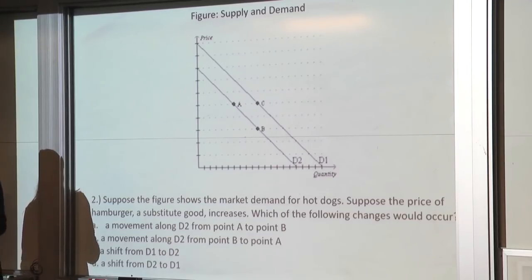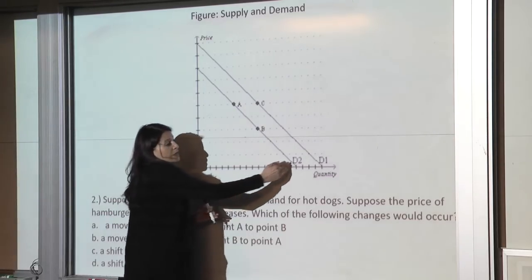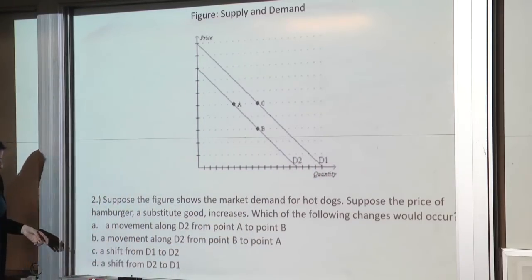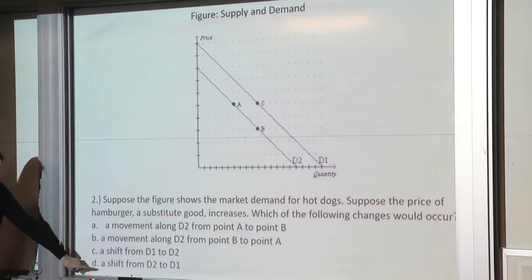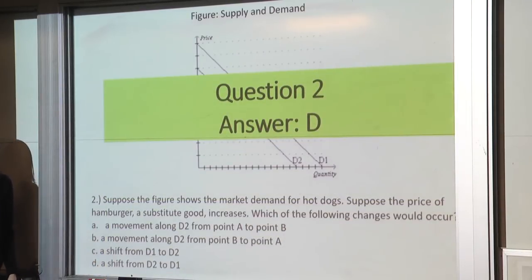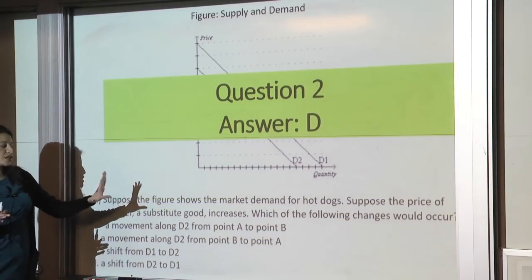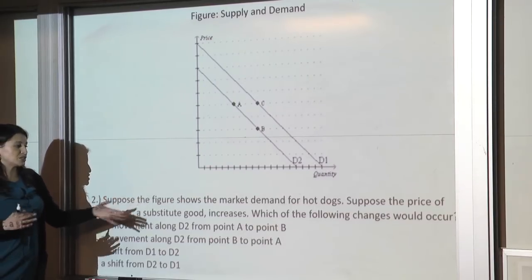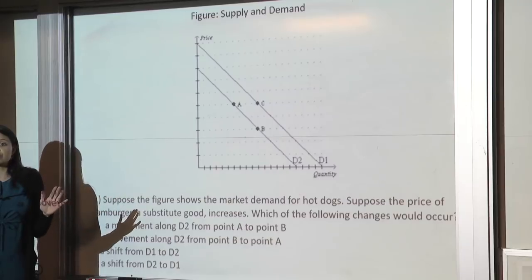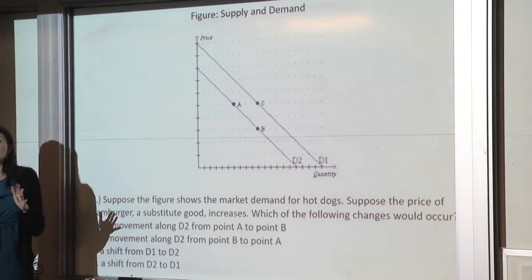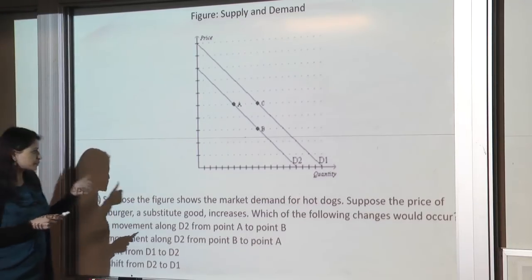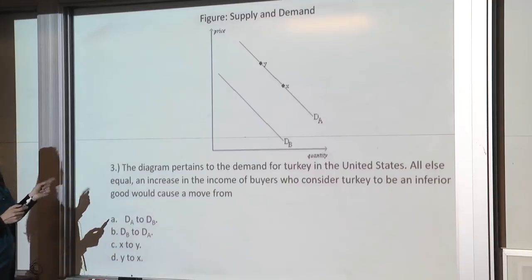The demand goes up. So the demand shifts from D2 to D1, okay? And the answer here is D, a shift from D2 to D1, okay? So the first thought that you should have when you see this type of question is, okay, the price of the good is not changing. Is something else changing? So it has to be a shift of the demand function, okay? Good. Answer is D. Now, next question.